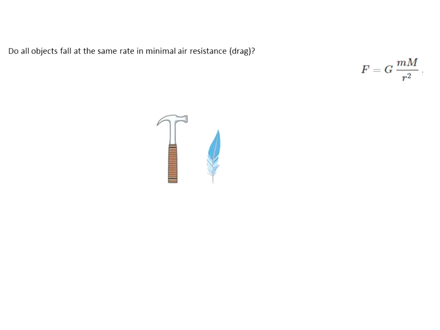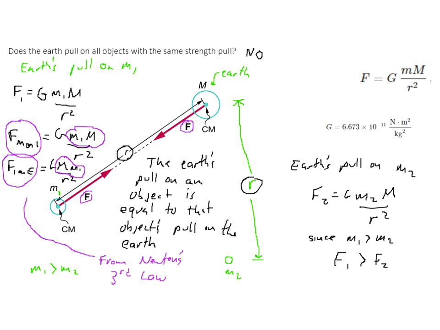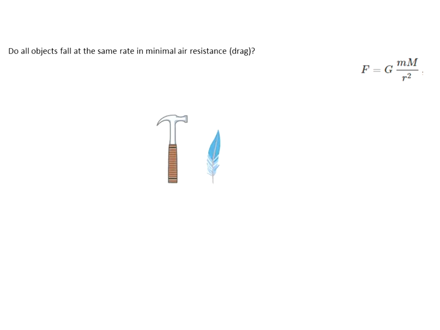Let's look at this classic question here then. So do all objects fall at the same rate in minimal air resistance, so minimal drag? Well, we've already determined that the Earth does not pull on all objects with the same strength pull. So that's kind of odd. So the hammer, if we draw this from the center of mass, this is the Earth's pull on the hammer. Here's the Earth's pull on the feather.